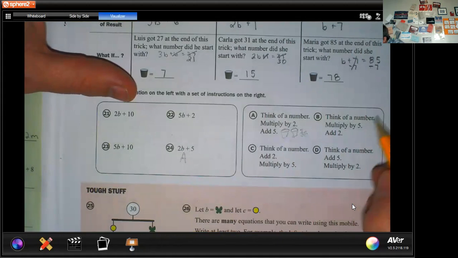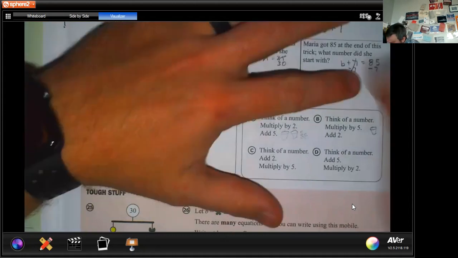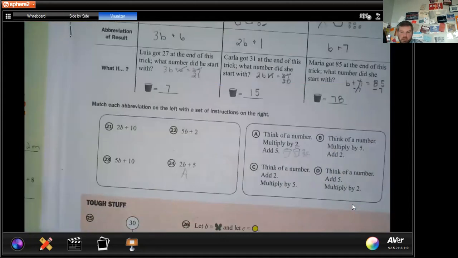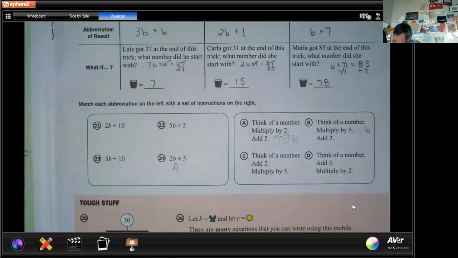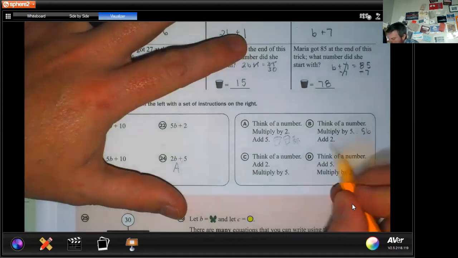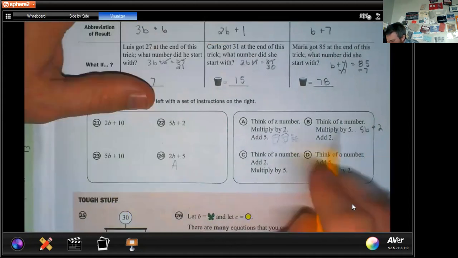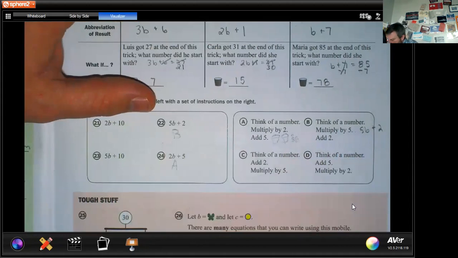Think of a number. Multiply by 5. So then I have 5 buckets. We could, if we wanted, instead of writing buckets each time, because I'm a little tired of drawing buckets, just put a B. So I got a B, I multiply that by 5, then I have 5 B's, and then I'm going to add 2, so plus 2. Is there one over here that has 5B plus 2? Looks like 22 does, so that's B.